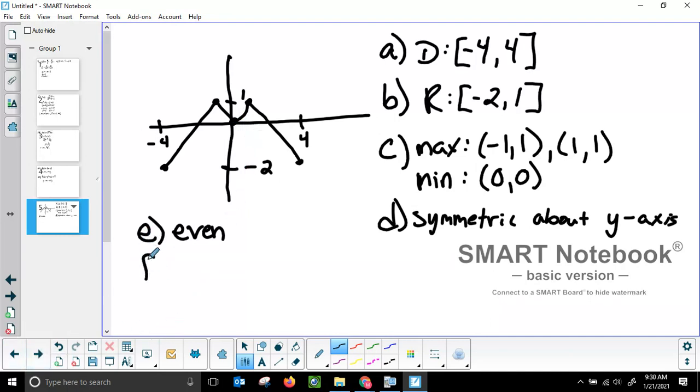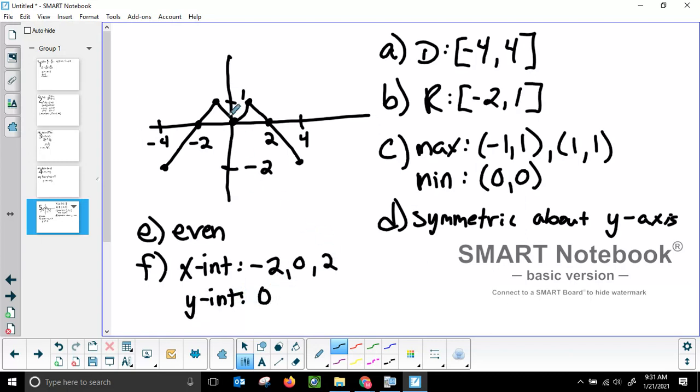And finally, F wants the intercepts. Well, here this is -2. Here this is +2. And of course, we have the origin here. I guess we should be a little bit more specific. The x-intercepts would be -2, 0, and 2, and the y-intercept would be 0. Since it's the origin, it's both. And that is it for number 3.